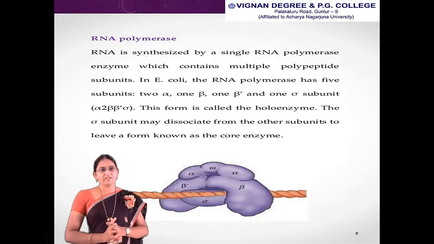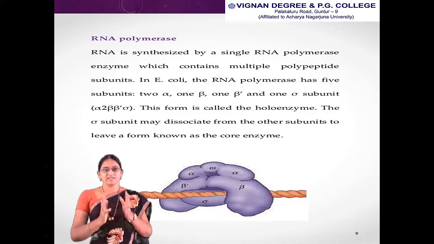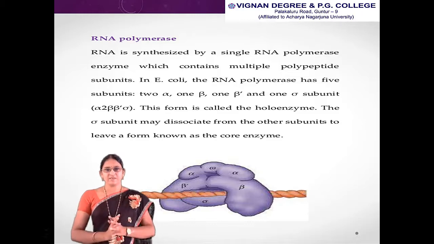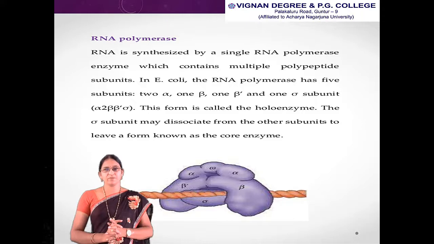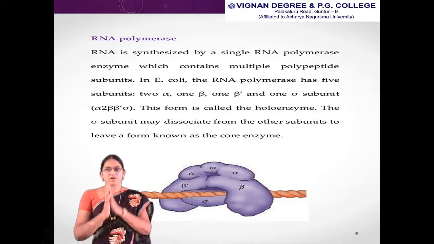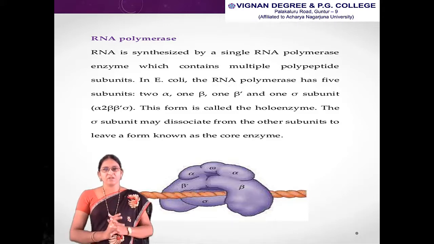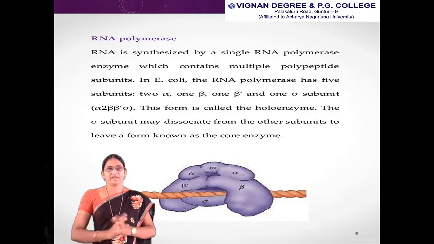Coming to RNA polymerase, as we discussed earlier, this polymerase is involved in the synthesis of RNA in Escherichia coli. The polymerase has 5 subunits: 2 alpha subunits, beta and beta prime subunits comprise the core enzyme. When this core enzyme associates with a specific factor known as sigma factor, together they comprise the holoenzyme. So the holoenzyme is required to recognize the promoter sequences on the DNA.